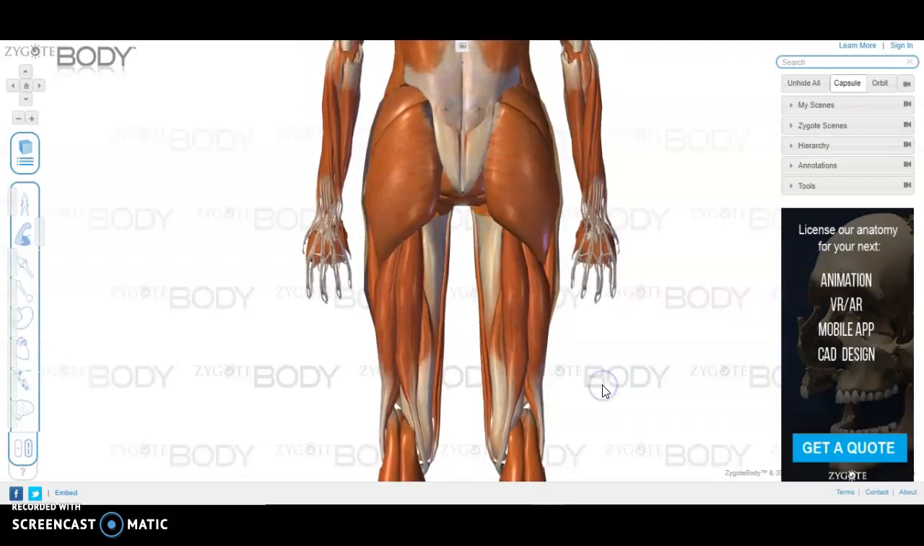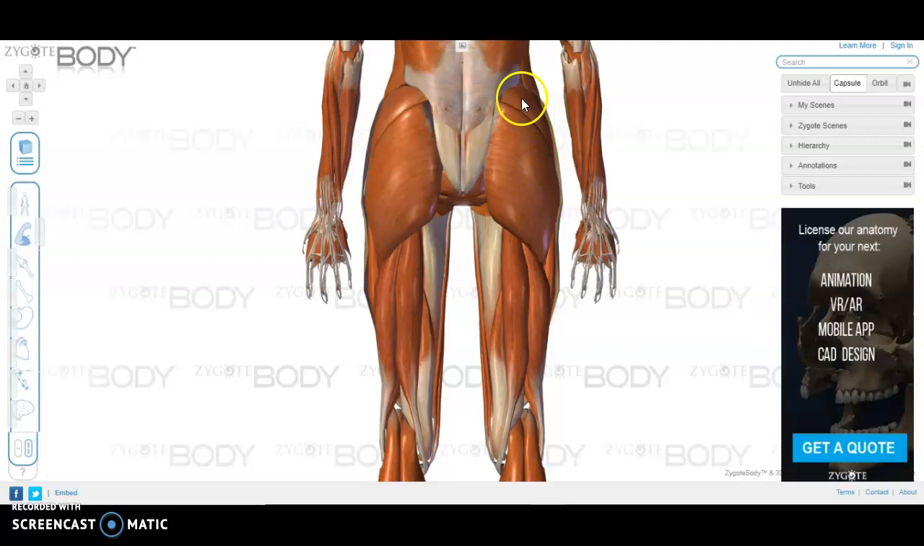The next muscle I've selected is the gluteus maximus. The gluteus maximus serves to help extend the thigh. It laterally rotates the thigh, so it turns the thigh away from the body. In other words, it abducts the thigh.